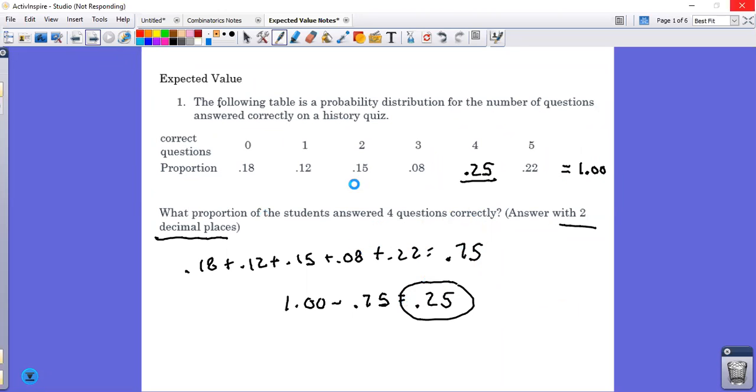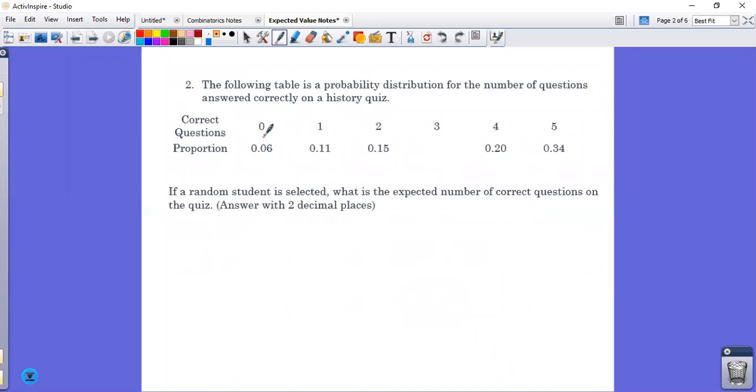The second question is about the actual expected value. Well, when you have a probability distribution with values, so up here are your values, here are your probabilities, then you can get what's called an expected value. And that is, if you did this a bunch of times, if you took 100 kids, took this quiz, then what's the average that they got right? First, since this is missing, I'm going to have to find it. So I'm going to add up what I know.